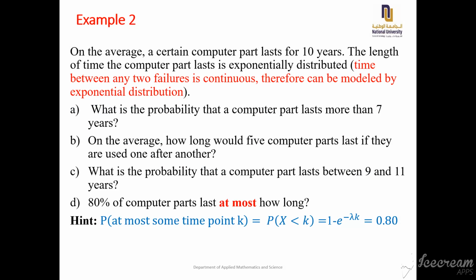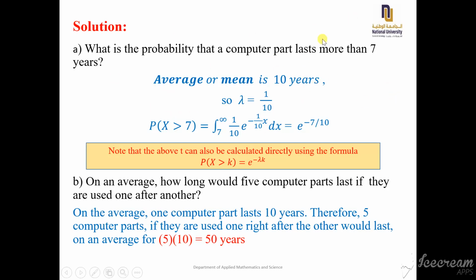So what is the probability that the computer part lasts for more than 7 years? You can integrate if you want, or you use the formula which I gave you, which is e to the power of minus lambda. In this case, lambda is 1 over 10. So on average, the computer part lasts 10 years, so lambda will be 1 over 10, 1 over the mean, which is given in this question. So the probability is equal to e to the power of minus 1 over 10 times the k value, which is equal to 7.